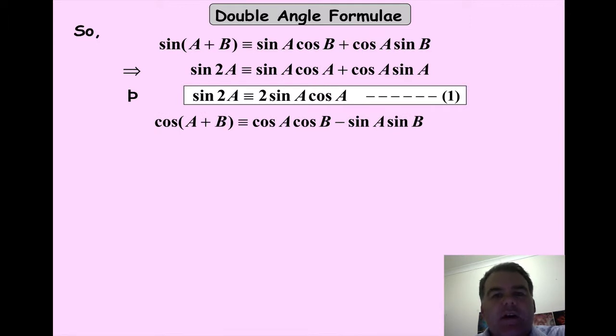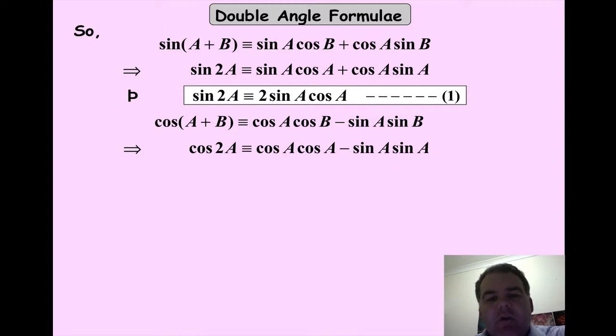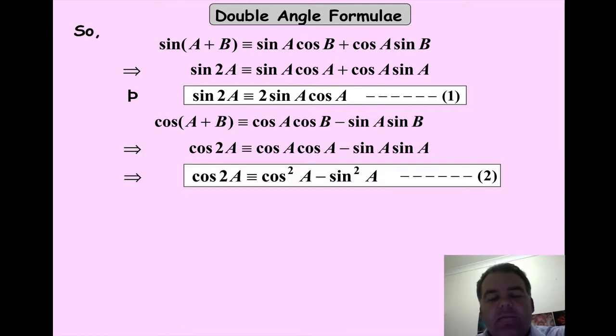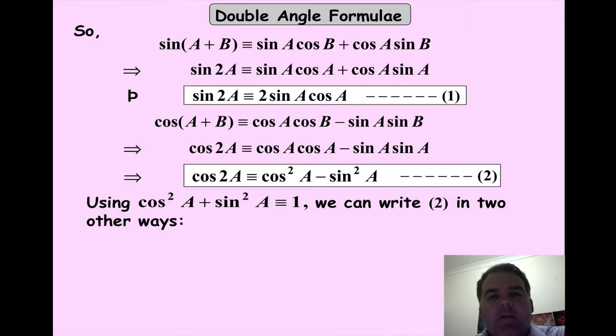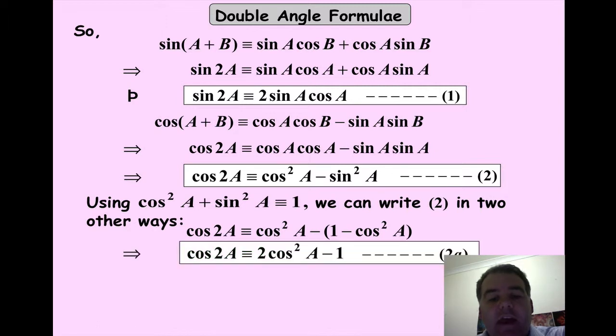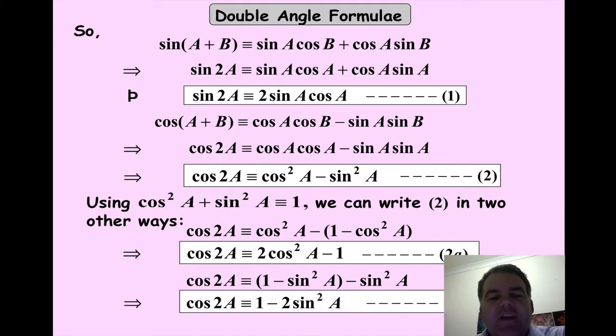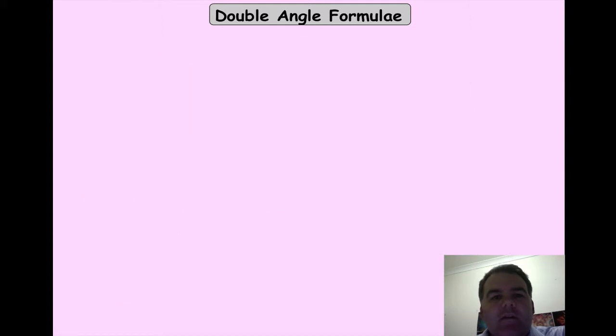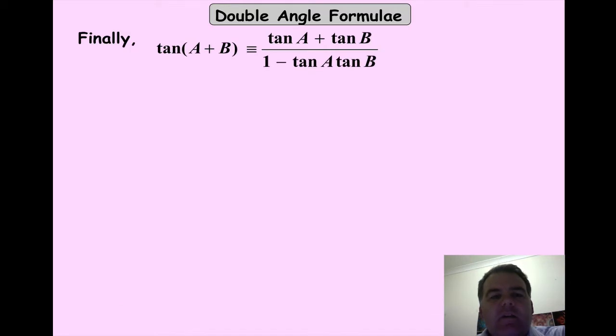For the cos addition formula, once again we replace the B with A and we get that. So on the right hand side we've got cos squared A minus sine squared A. If we apply the Pythagorean identity, cos squared plus sine squared is 1, we can rearrange that second equation by replacing the sine squared A with 1 minus cos squared A, giving us that, or we can replace the cos squared A with 1 minus sine squared A, giving us that. So now we've got all these different formulas, firstly 1 for sine 2A and 3 different formulas for cos 2A.